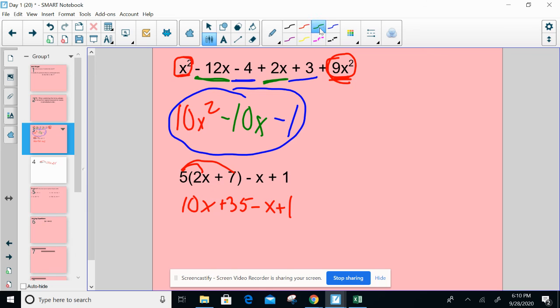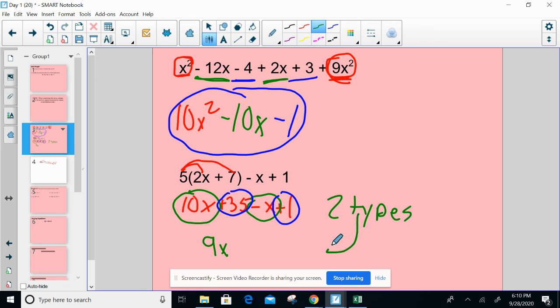And now we can combine our like terms. And you can see there are two types of like terms, 10x and negative x. And then 35 and 1. And look at the color of these. So like green, there are two things of green. In the end, you should have one thing of green. So 10x minus x is 9x. So what I mean is that if you have, for example, two types of like terms, your answer in the end should have the two types represented with one number. In this case, 10x and negative x made 9x.